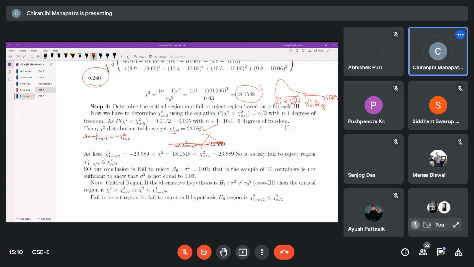Okay, so obviously 18.15 lies between this interval. 18.15 belongs to 1 point something, 1.6 or something, and 23 point something. Obviously the 18 lies between this interval, so that's why it is accepted. It is accepted that the sigma square equals 0.03 from the sample itself.